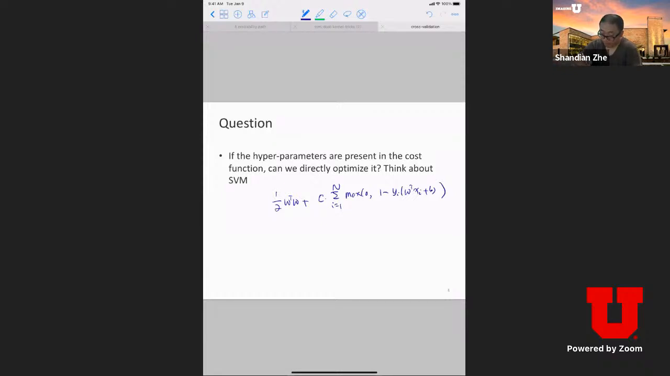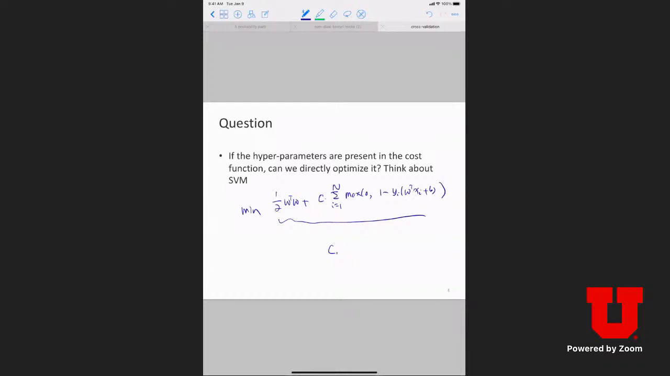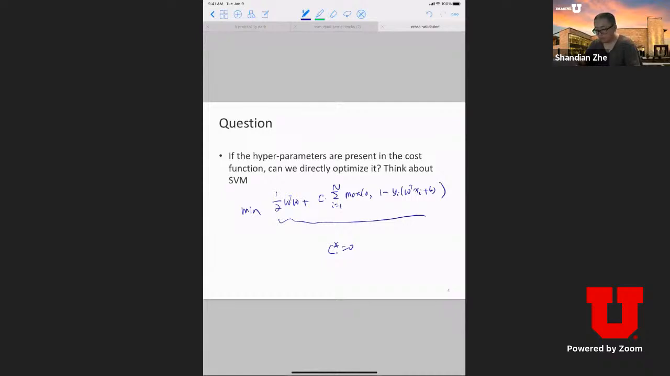Yeah, we can take a look. Here we want to minimize this objective function. If we minimize this objective function with respect to C as well, what's the optimal value of C? 0, right? Why? Because the hinge loss is always non-negative. If you really minimize this objective with respect to C as well, you have no choice. You have to set C to be 0.